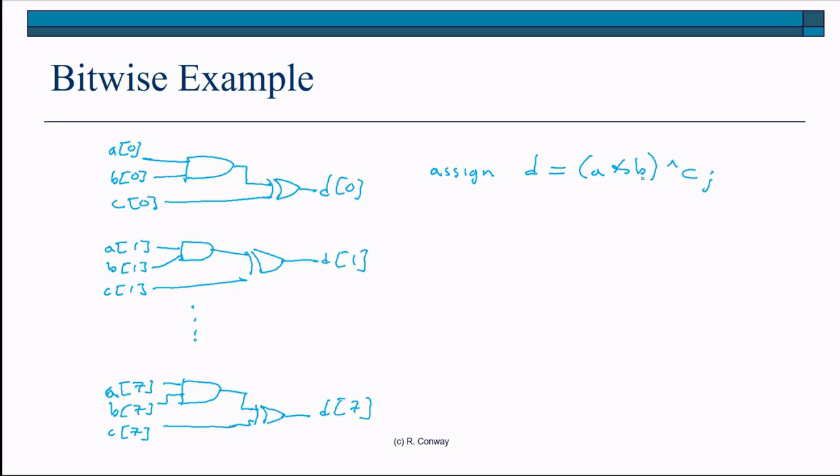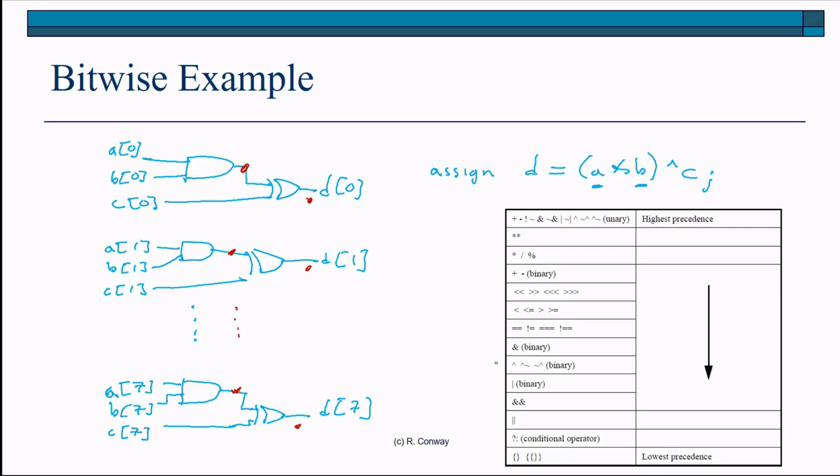So A is ANDed with B, and the result is then exclusive ORed with C. So what we're doing here is we're ANDing the 8 bits of A with the 8 bits of B. That's providing us with these values here. And then we're exclusive ORing those values with C to provide our outputs.